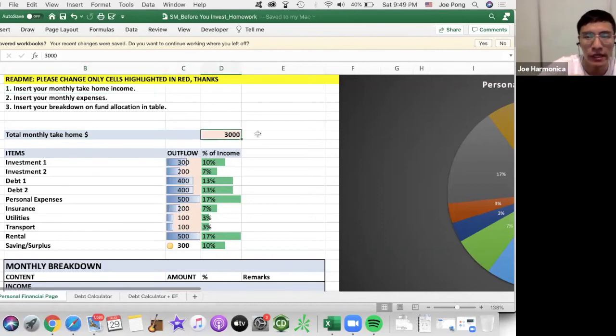So I'm putting here as an example only, all right? So let's say I earn 3K per month. I'll put here total take-home income 3K. Okay, I'll just fill in 3K here. You can fill in your own monthly take-home income here.